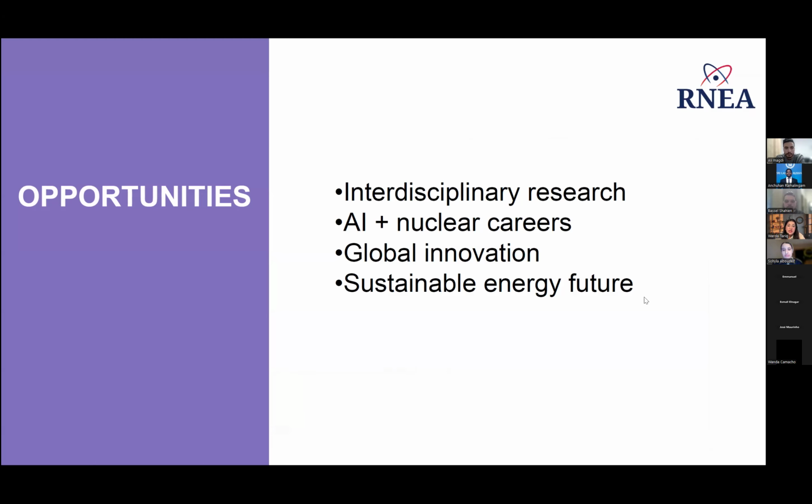We have interdisciplinary research, plus we have career opportunities. If you look to the future, there will be increasing demand for people who understand both the engineering system and the AI also. Also, they will contribute to global innovation, as countries around the world are looking for cleaner, safer, and more advanced energy solutions. And finally, it supports a sustainable energy future. Nuclear energy, when we manage safety, can literally provide stable, low carbon power, and AI can improve its safety and efficiency.